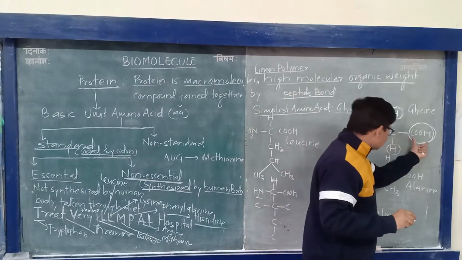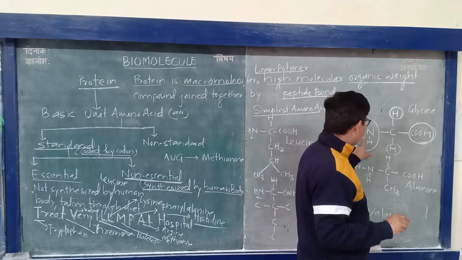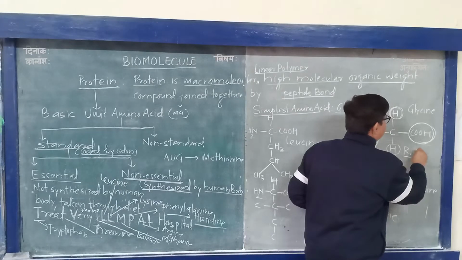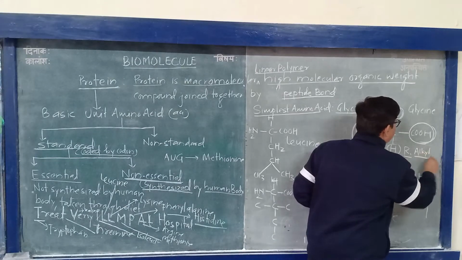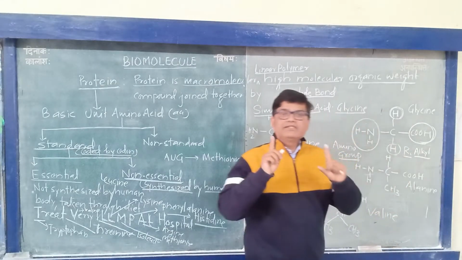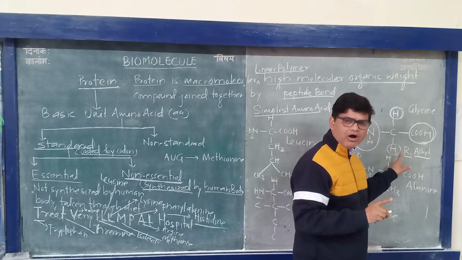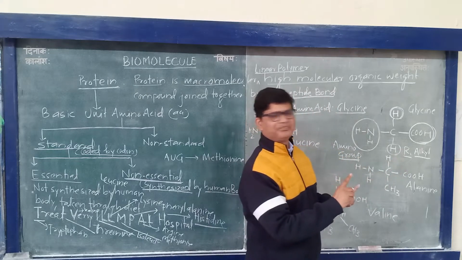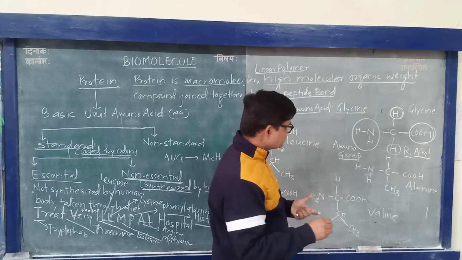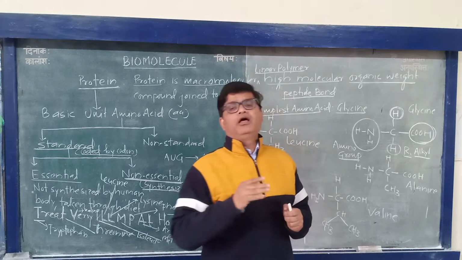That means the acid group, COOH, then hydrogen, then the amino group. And you will find there is R. R means an alkyl hydrocarbon chain. But although glycine is the simplest amino acid, there is no carbon along with hydrogen; only hydrogen is present. That's why we can say it is the simplest amino acid. So how can you learn to draw the structure of amino acids?